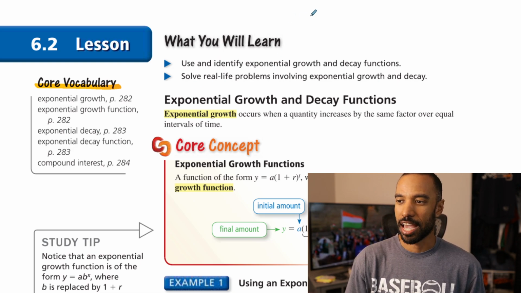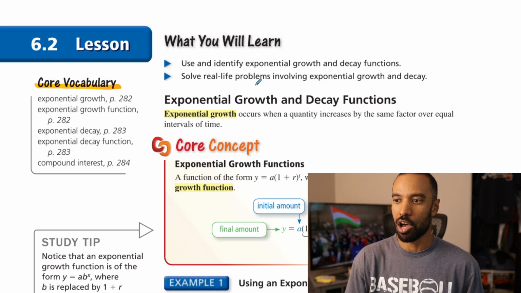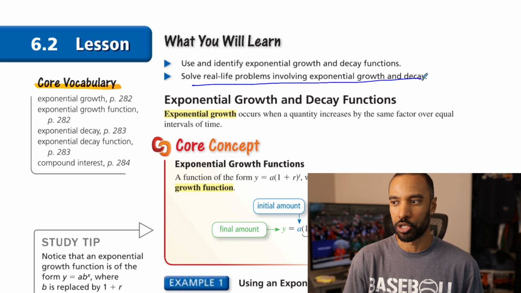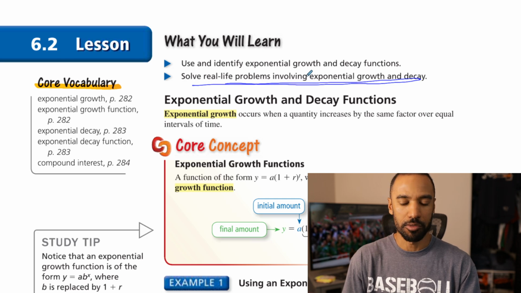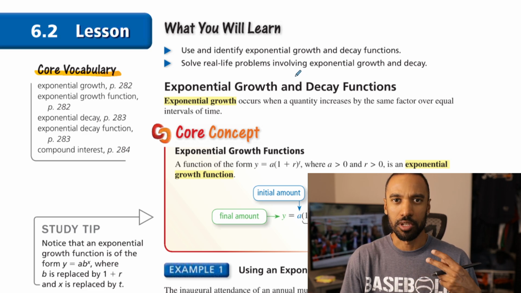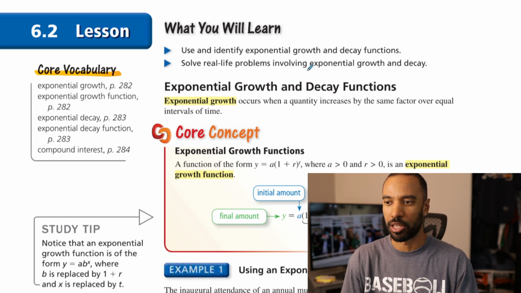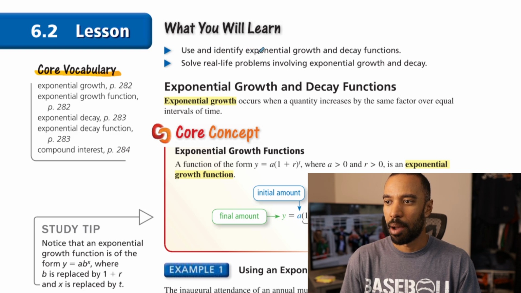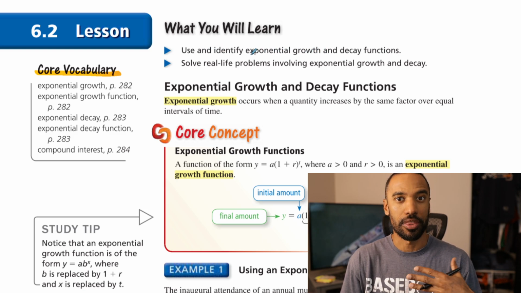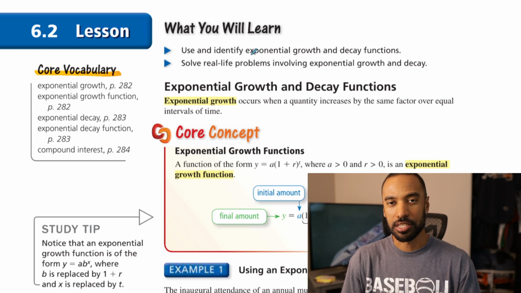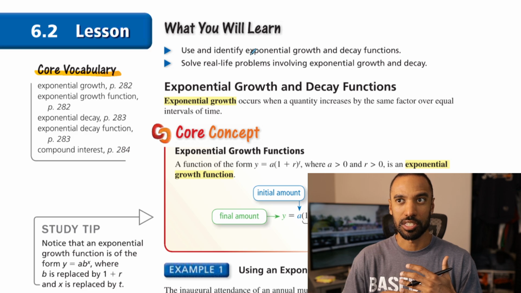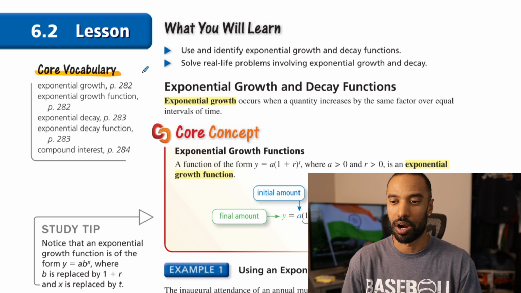We're going to use and identify exponential growth and decay functions and solve real-life problems involving exponential growth and decay. This is, I think, the bigger portion of what we do here. It's mostly word problems, I believe, about money and things like that. Identifying growth and decay functions is determining whether it's growth or whether it's decay. In the last section, we did whether it was an exponential function. I think this time they always will be, and then we have to do more off of it.